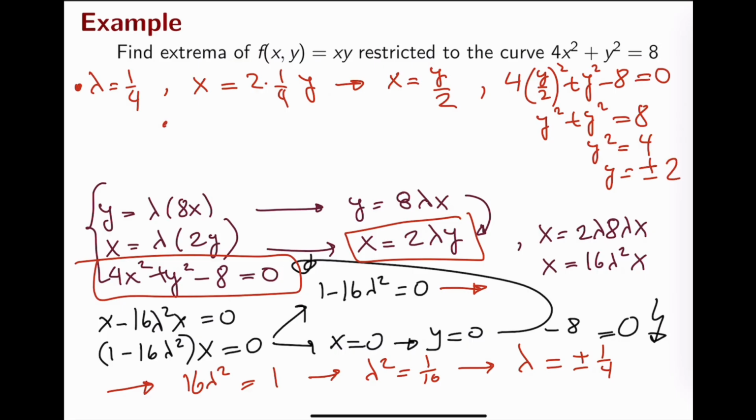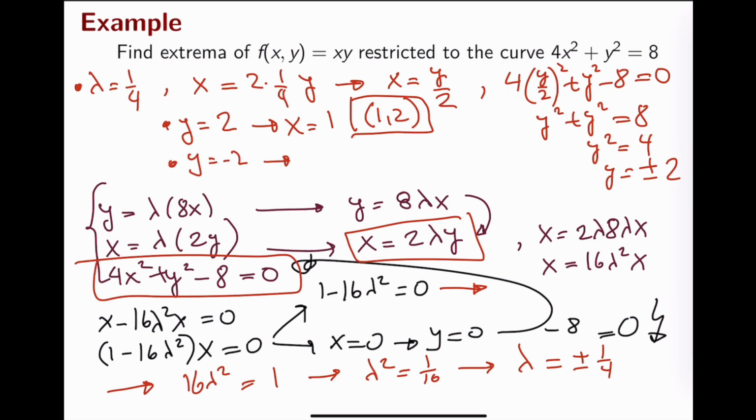So then if y is equal to 2, coming back to our equation here, we get that x equals 2 over 2, which is 1. And then we have the first of our candidates. The point will be then (1, 2). So that is the first one of our candidates. If y were equal to minus 2, then coming back to here, we get that x is equal to minus 1. And we get then the next of the candidates, (minus 1, minus 2). So that's all what we get for lambda equals 1/4.